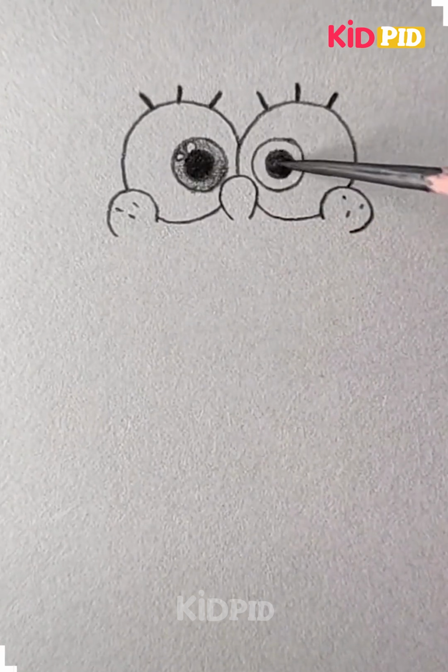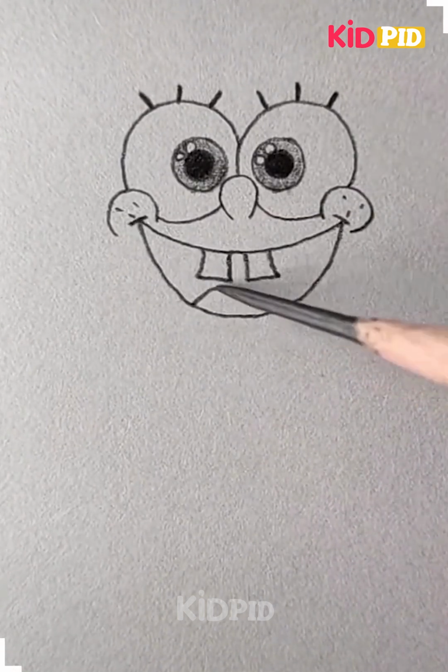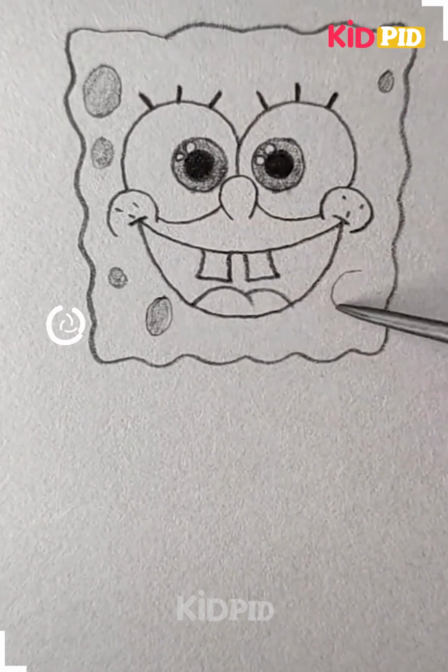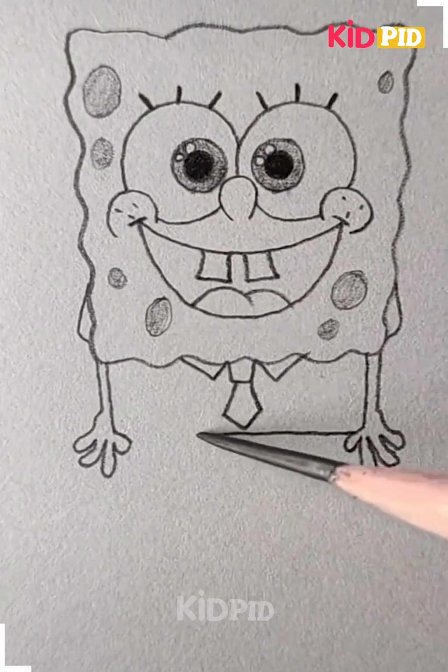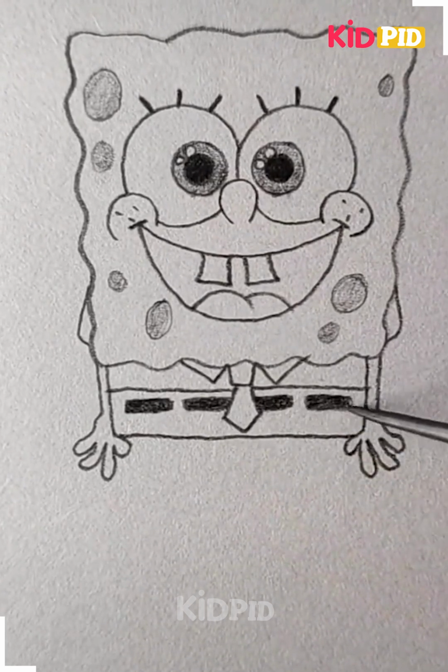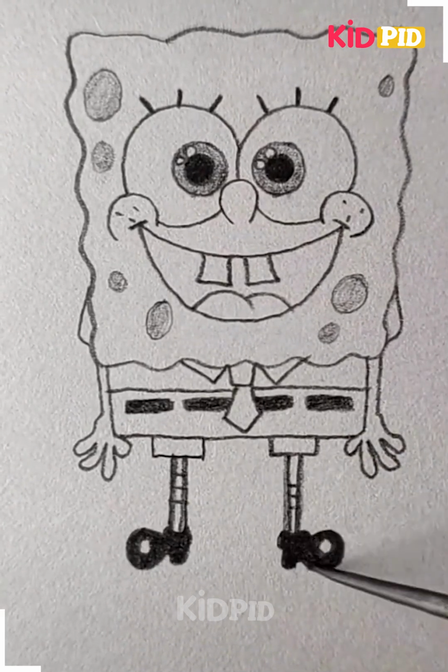For this one you may require a pencil that you just have to sharpen using a sharpener. After that you just have to create this SpongeBob image. You just pause the video and try to follow each step in a sequential manner. Here you can see how with precision we are trying to make this one.